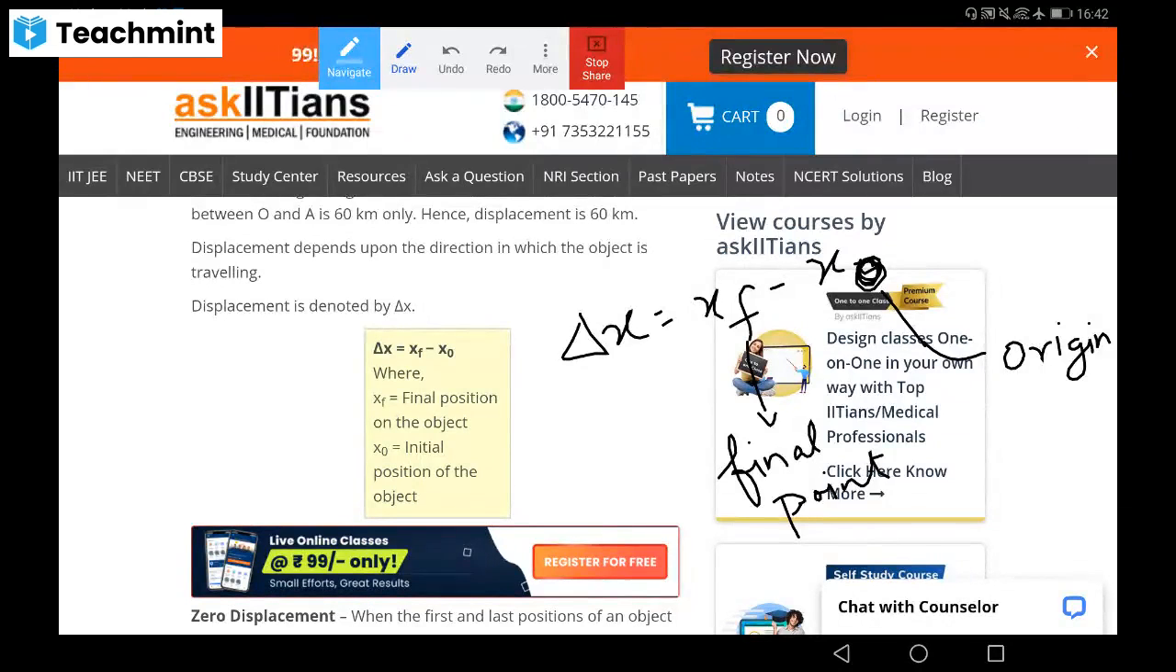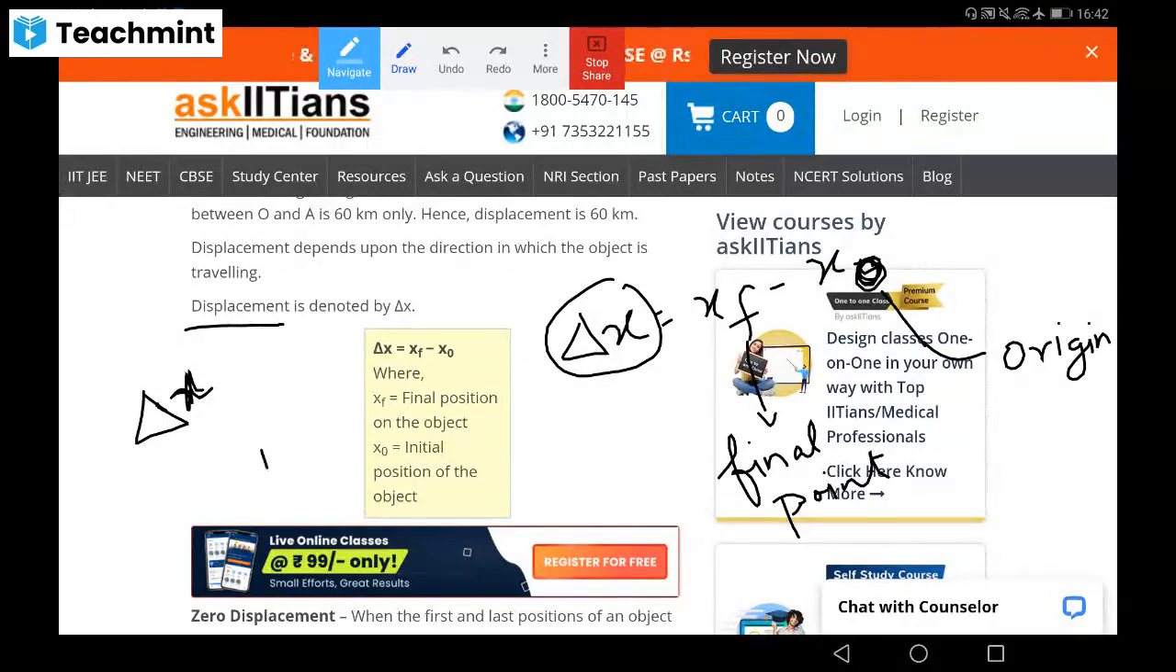Okay, so delta x is what actually? Delta is actually change in displacement. Okay, change in its position. How much displacement has happened over here? How much distance has been covered? Change in position from one place to another place. Okay, that is only displacement, right?